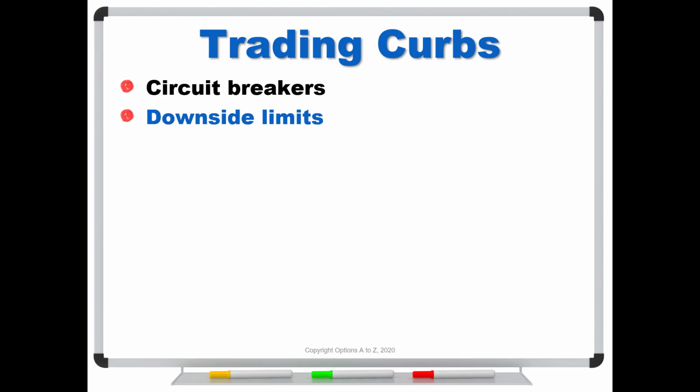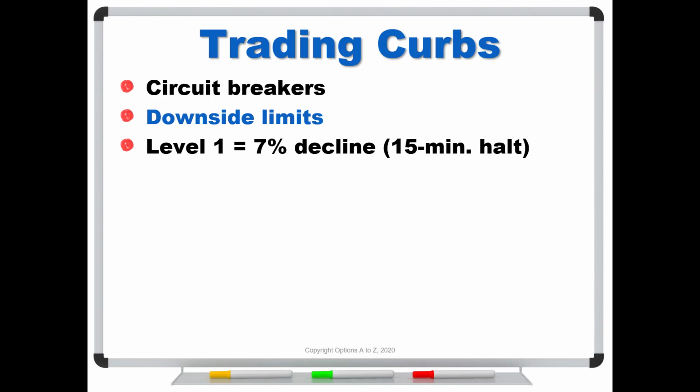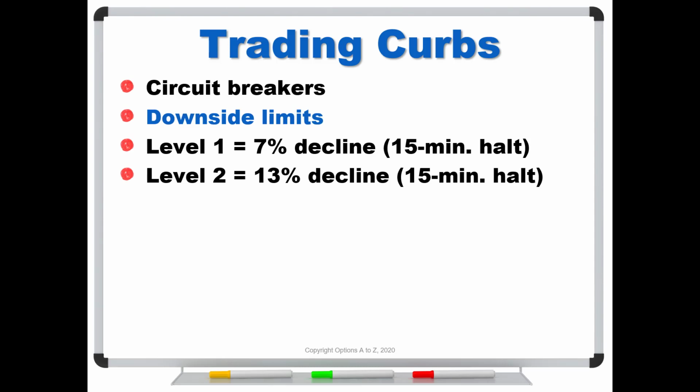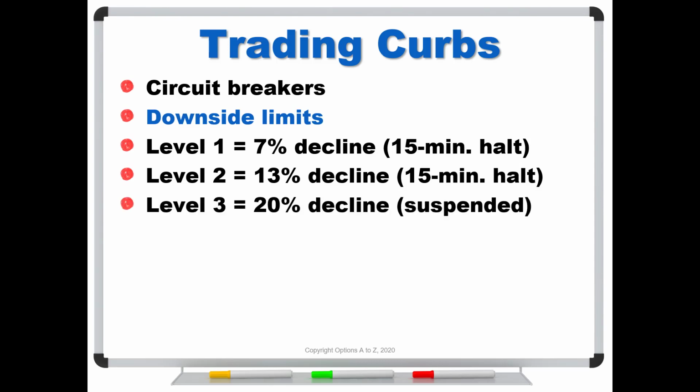During the regular trading hours, you have three different levels. Level 1 is a 7% decline, and if that happens, trading is halted for 15 minutes, again to allow traders a little cooling off period. If we break that, we hit level 2, which is a 13% decline, which is another 15-minute halt. If we go beyond that, we hit level 3, which is a 20% decline, in which case trading is suspended for the rest of the day. It's not a break, it's not a halt, it's just flat out closed.